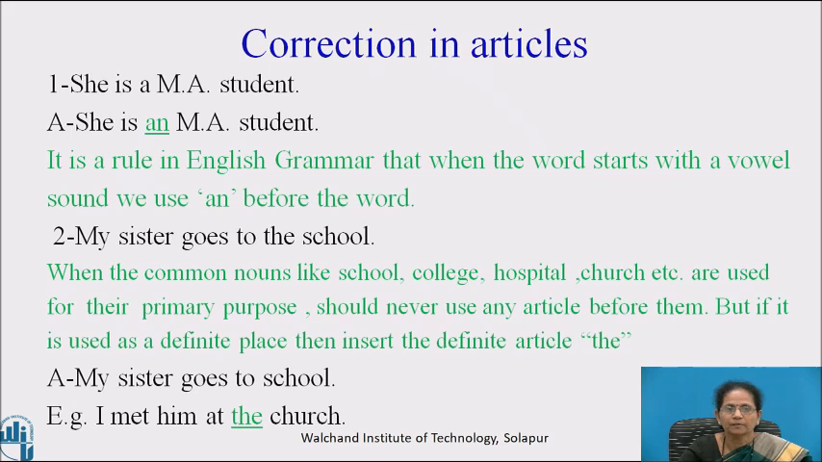Now see the next example. My sister goes to the school. When common nouns like school, college, hospital, church, etc. are used for their primary purpose, we should never use any article before them. That's why the correct answer is: my sister goes to school. But see another rule. If it is used as a definite place, then we insert the definite article the. See the example. I met him at the church. Here, the church has become a definite place.